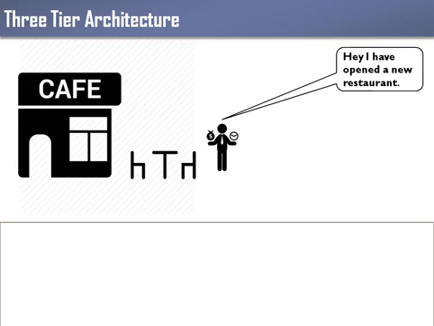Okay, so now we are taking three-tier architecture. So this is the same person X. He earned a huge amount of money and he started his own restaurant. Now in this restaurant, he has hired some chefs, he hired some waiters.